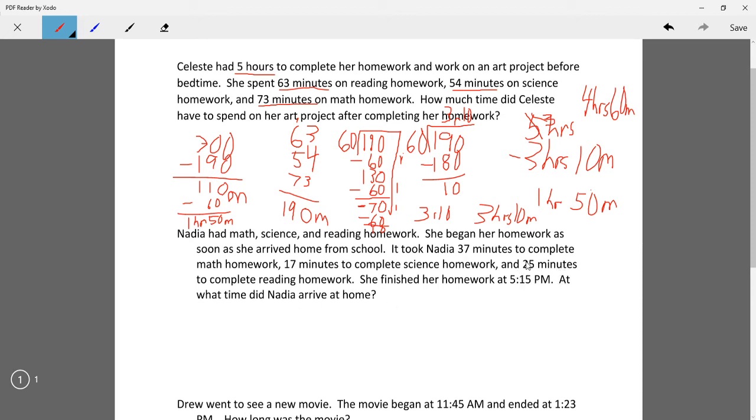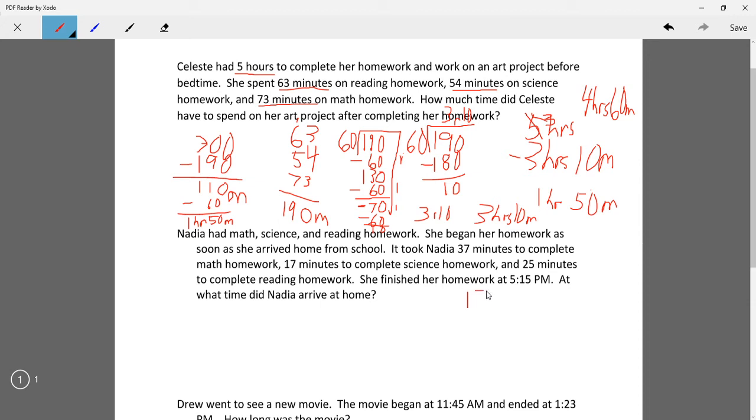So the first step's going to be the same. We have to add up how much time it took her to do homework, because they're saying she got home from school and started homework right away. This is the amount of time it is. Then when she was done with homework, it's this time. So what time did she arrive home from school?